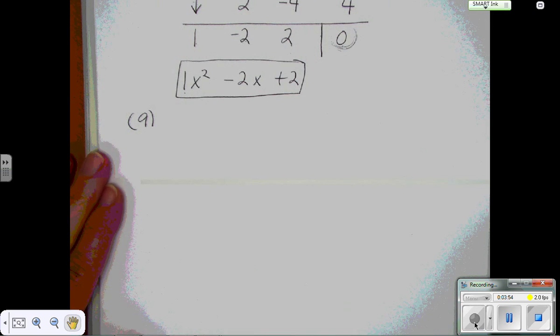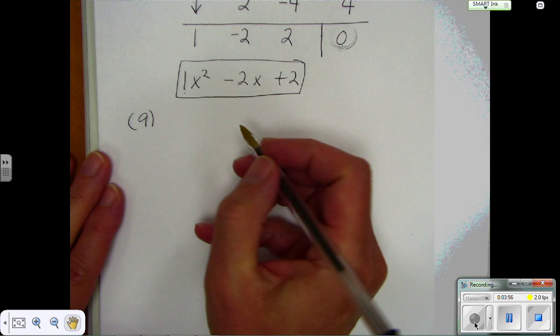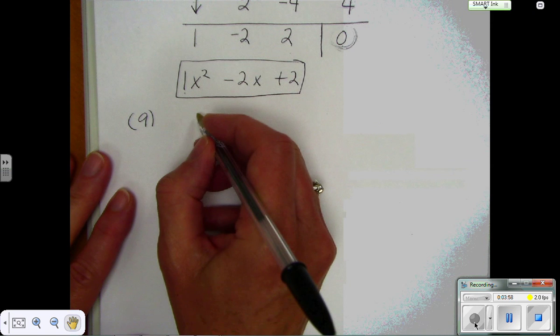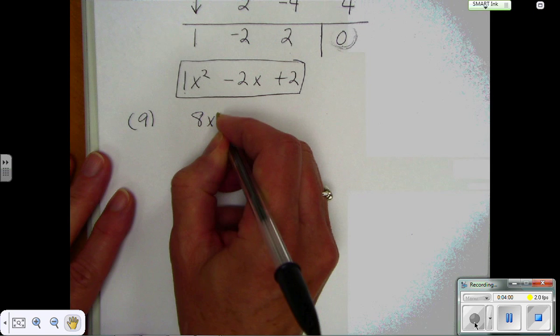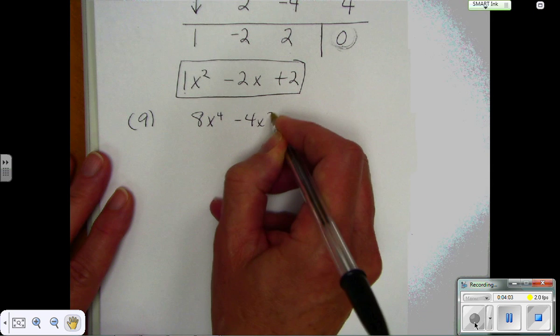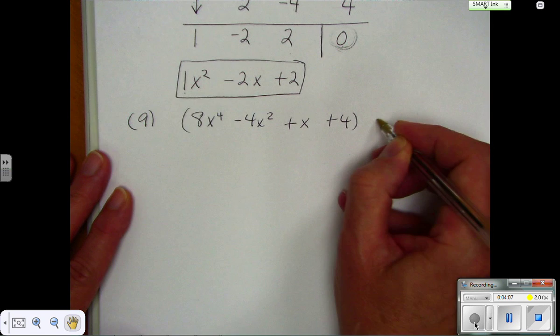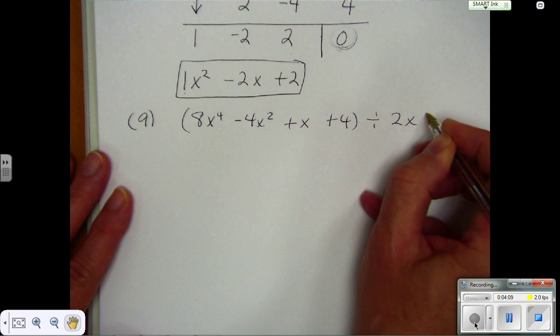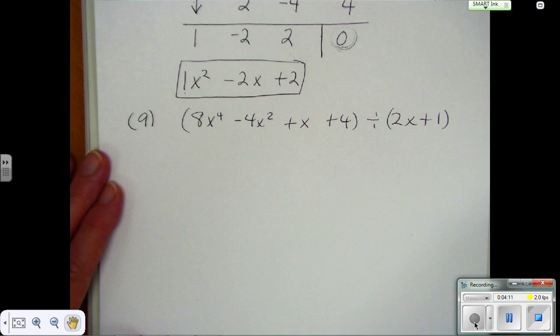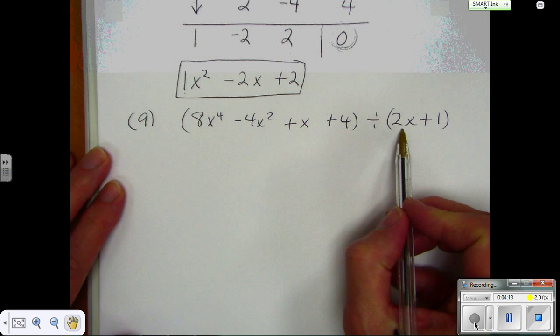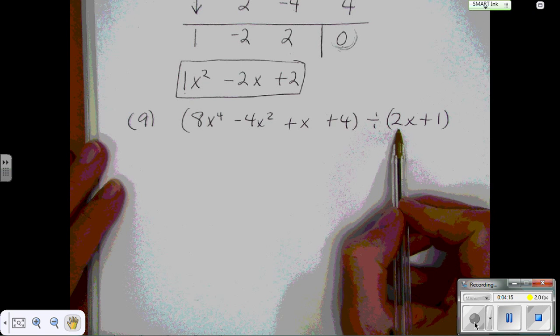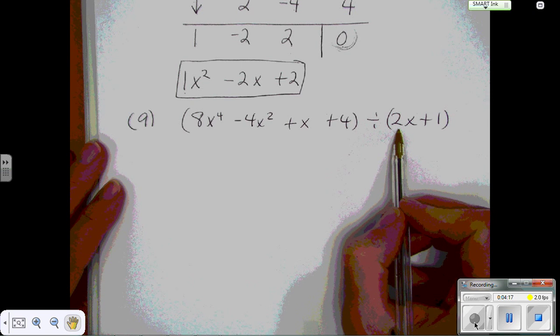There's a couple things going on with number 9 that are going to make it a little bit more difficult. So let's look at this one: 8x to the fourth minus 4x squared plus x plus 4, divided by 2x plus 1. First of all, what you're dividing by, the coefficient of the x is not a 1 on this one. So I have to get rid of that coefficient.